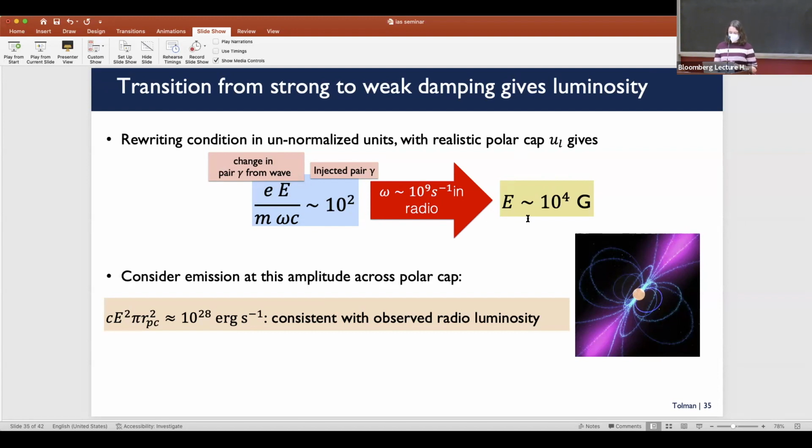So if you take this electric field and consider emission at this amplitude across the polar cap, so if you square it and multiply it by the polar cap area, you find that the amount of radiation that would escape is 10^28 ergs per second, which is in fact consistent with the observed radio luminosity that we wanted to understand when we began this project. So this is very encouraging.